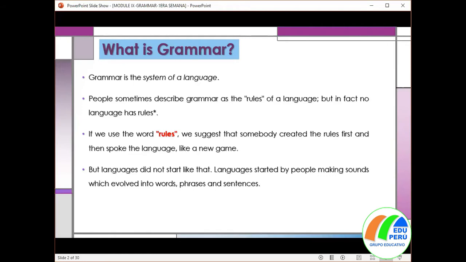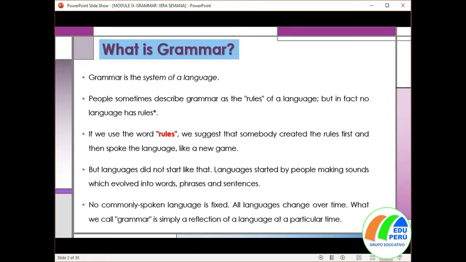But notice languages. How did languages start? Human beings started talking, speaking, producing sounds. These sounds then evolved into words, phrases, and sentences. So no commonly spoken language is fixed. All languages change over time. What we call grammar is simply a reflection of a language at a particular time. So this is very important to consider.